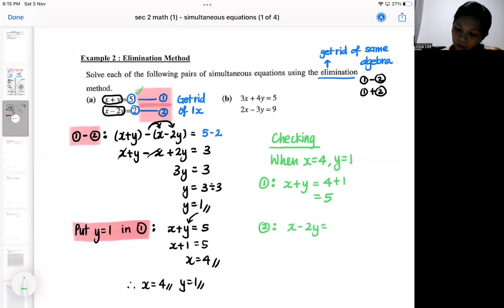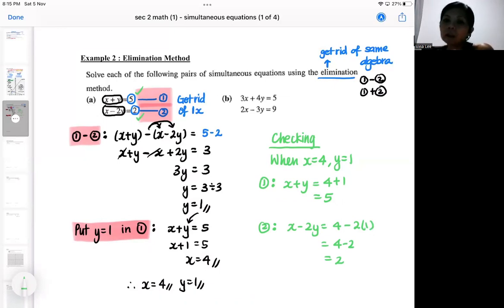So I'm going to check equation 2. So it will be 4 minus 2 times 1. So you put in the x and y that you have found, a little bit like working backwards. You get the 2 in the question. So that's how we do the checking.